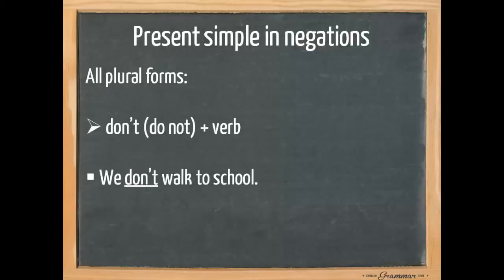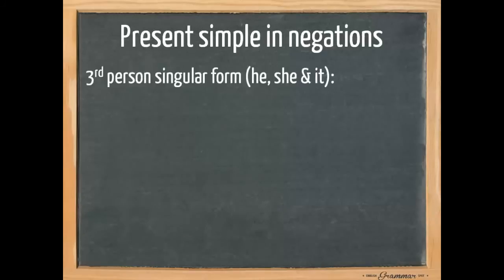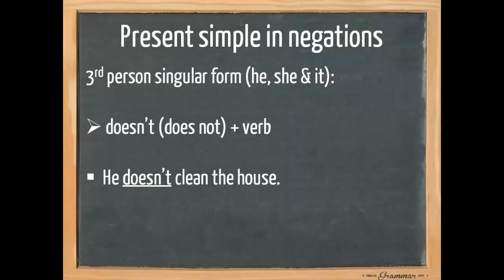We don't walk to school. You don't ride your bicycles. They don't listen to the radio. For the third person singular form, again we use does and we add not to it, so it becomes doesn't and the infinitive form of the verb.